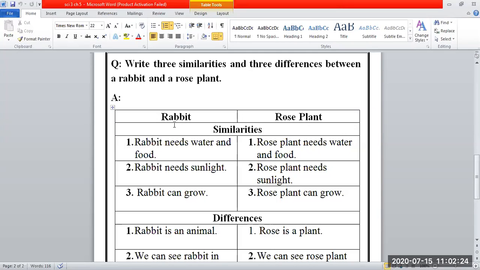It's a brainstorm question: write three similarities. Similarities means which three things are found in both a rose plant and a rabbit. And differences means what differences come up between them, where they look different from each other. So first start doing it on your copies.